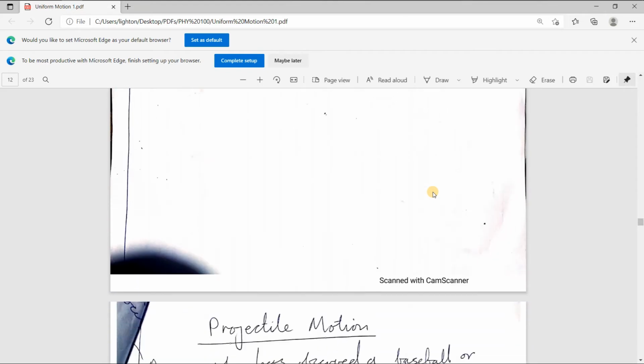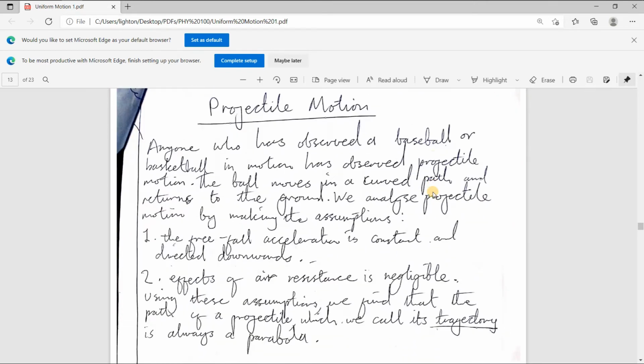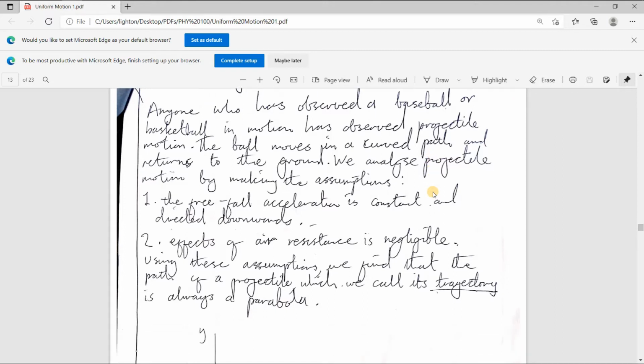Alright, so now we can move on to projectile motion. This is something we observe every time people are playing golf or basketball. Projectile motion is just motion in 2 dimensions. Anyone who has observed a baseball or a basketball in motion has observed projectile motion. The ball moves in a curved path. When you throw a ball, it moves in a curved path and returns to the ground.